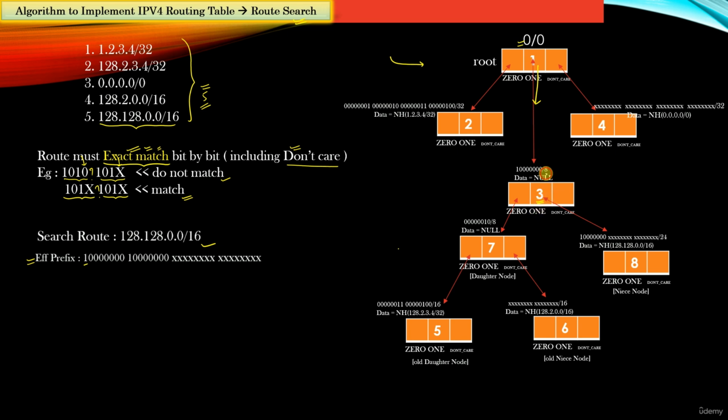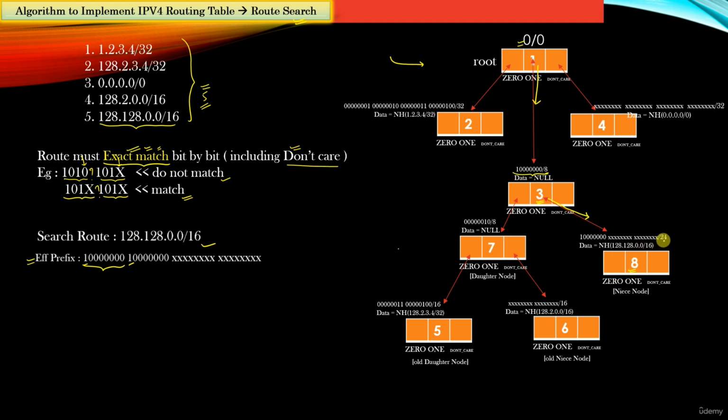The node number 3 has a prefix length 8, so I am going to compare the 8 bits of the effective prefix with the 8 bits of the effective prefix of the node 3, and they exactly match. Alright, so if they exactly match, then I will continue to traverse the mtry downwards. Now the next bit in the effective prefix is 1, so I will take the path along the 1th child of the node 3 and I will land at the node number 8.